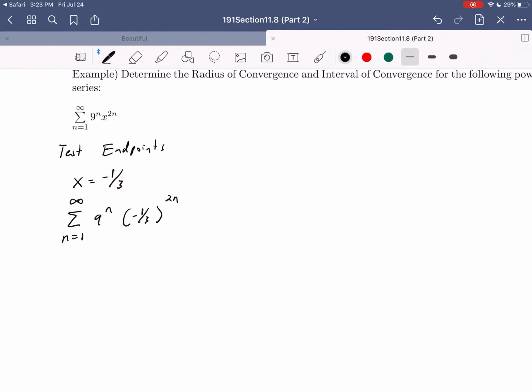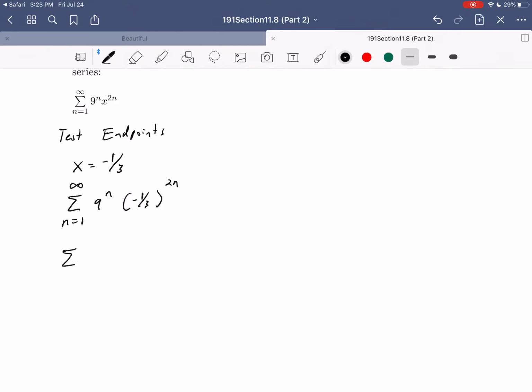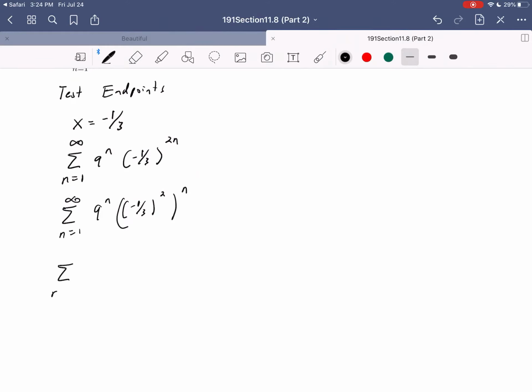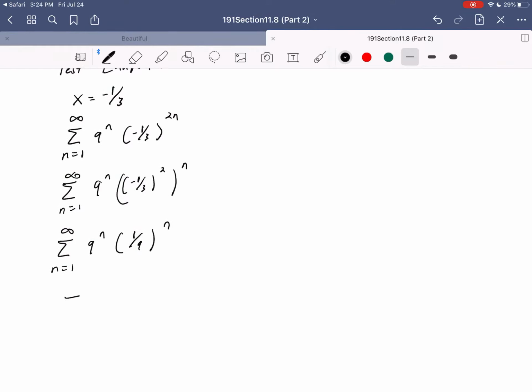Remember, we said anything that's exponential should cancel out. So let's view this as 9 to the n, times (-1/3) squared, to the n, because that 2n can be thought about as squaring and then raising it to the nth power. And then, of course, we have the sum from n equals 1 to infinity of 9 to the n, and that (-1/3) squared looks like 1/9 to the n. We can multiply those together, and it equals the sum from n equals 1 to infinity of 1.